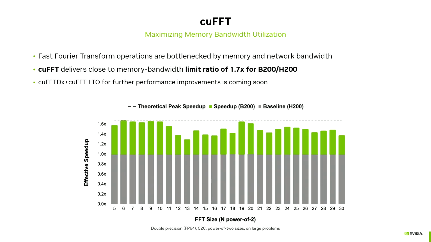Now moving to cuFFT. Fast Fourier transform operations are again the type of operations which are memory bandwidth constrained. In this case, cuFFT, a GPU-accelerated library for fast Fourier transform, is enabled on Blackwell, and they have made comparisons with Hopper system with H200. These operations are memory bandwidth bound. The ratio of B200 to H200 nominally from the hardware perspective is 1.7.